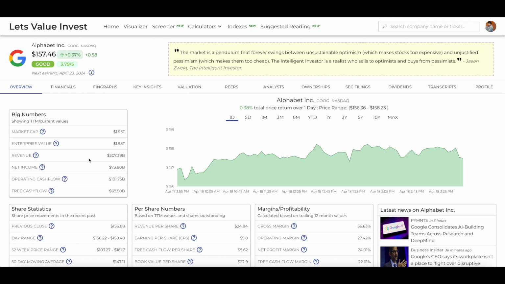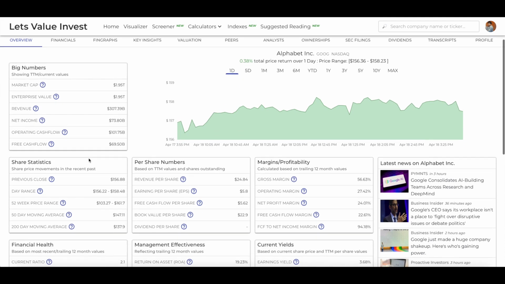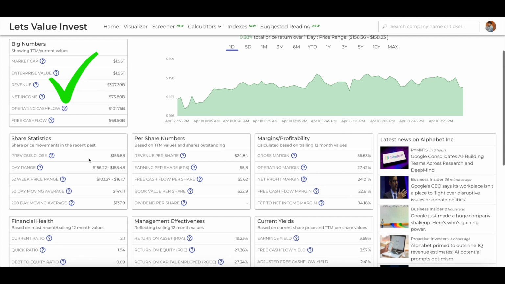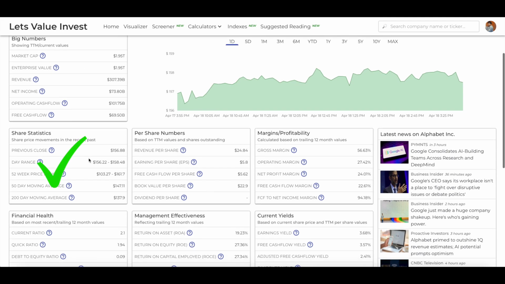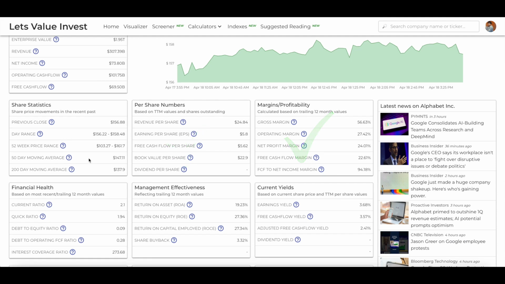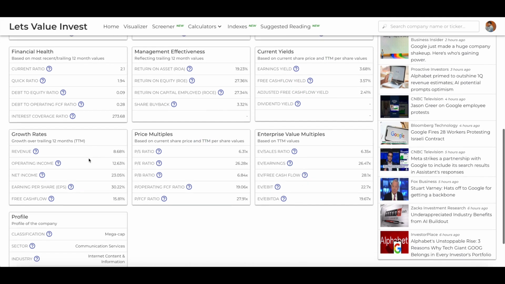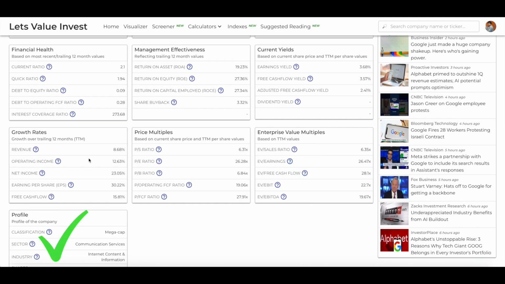You can easily notice that on this page, I have tried to group the information into various categories like big numbers, share statistics, per share numbers, margins/profitability, financial health, management effectiveness, current yields, growth rates, price multiples, enterprise value multiples, and profile.